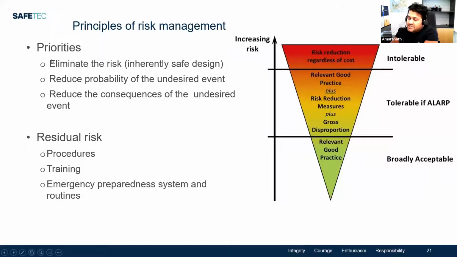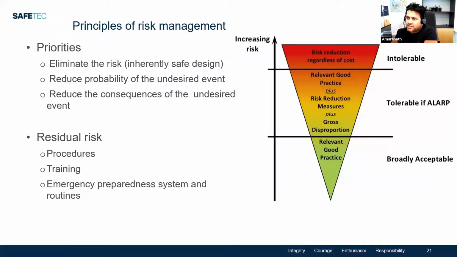When it comes to designing an offshore platform, we need to consider three different major elements. We need to eliminate the risk if possible. For example, if you have a chemical that gives you the same functionality, but one is hazardous and the other is non-hazardous, we need to select the non-hazardous chemical. That's the way of eliminating the risk. And then reduce the probability of the undesired event, which is kind of proactive.